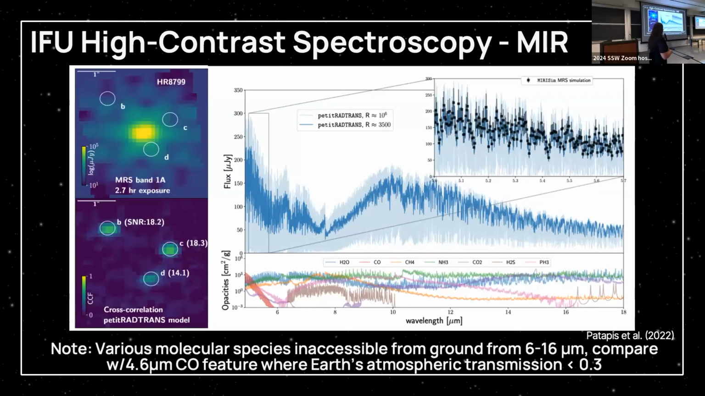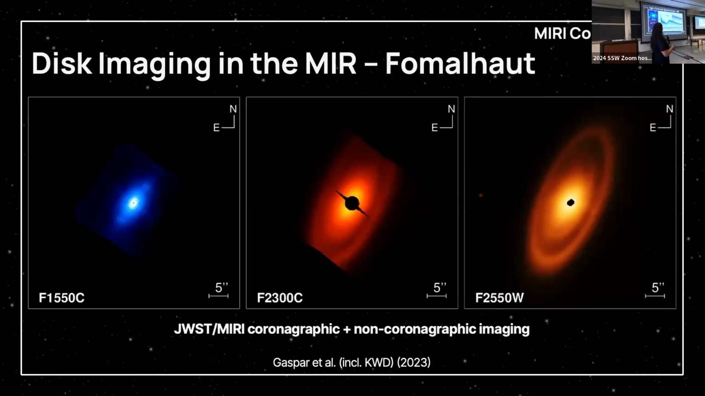And I will remind you that there's a lot of molecules we just can't do from the ground. And even in places that we can do from the ground, like at 4.6 microns, the Earth's atmospheric transmission is less than 30%. So it's hard. It's really hard to do. And so we can still win out sensitivity-wise.